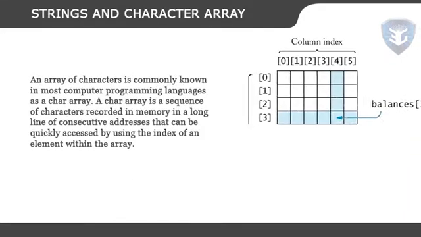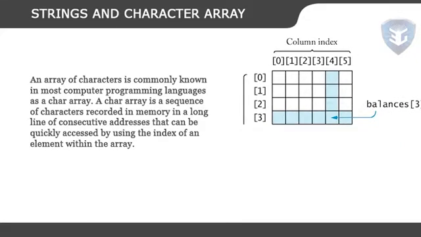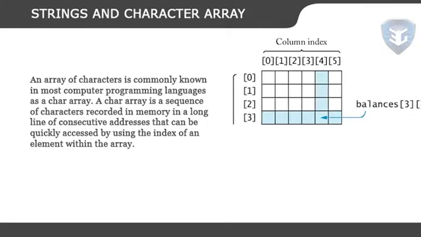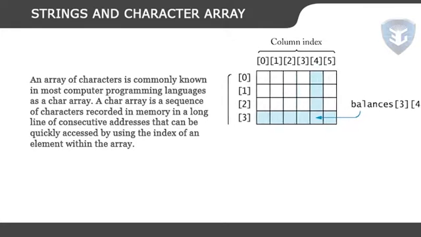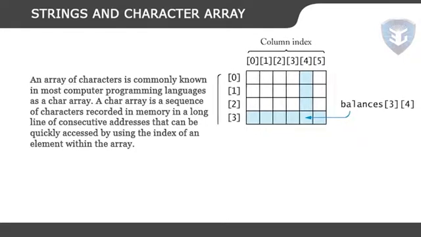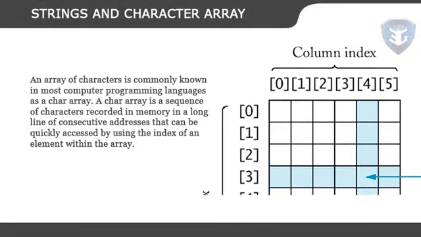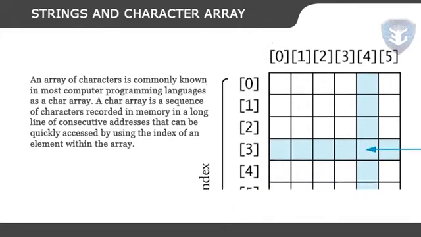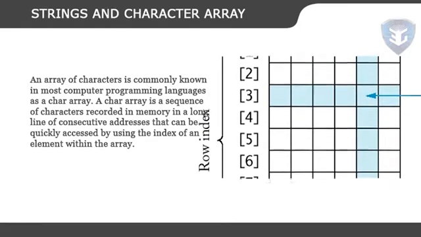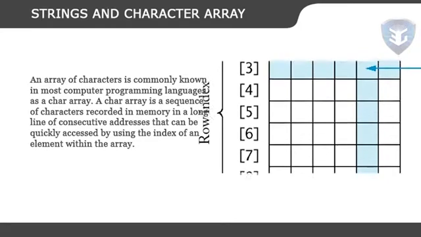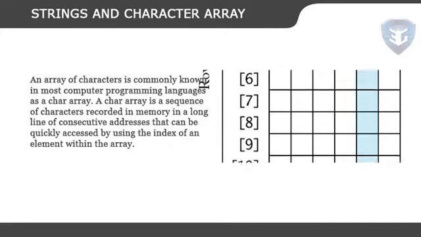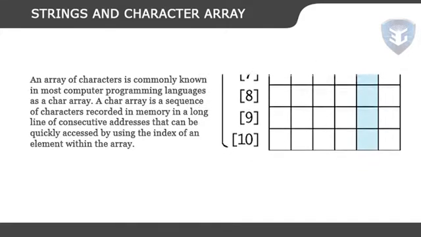An array of characters is commonly known in most computer programming languages as a char array. A char array is a sequence of characters recorded in memory in a long line of consecutive addresses that can be quickly accessed by using the index of an element within the array. Like many arrays of scalar data types, the benefits of using a char array are to allow for fast random access and for replacement of values at arbitrary positions within the array.